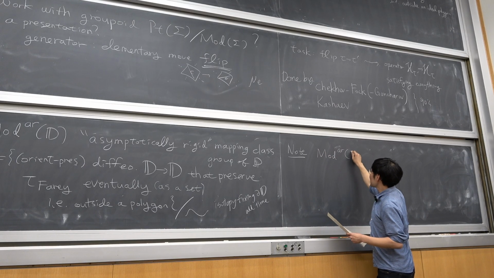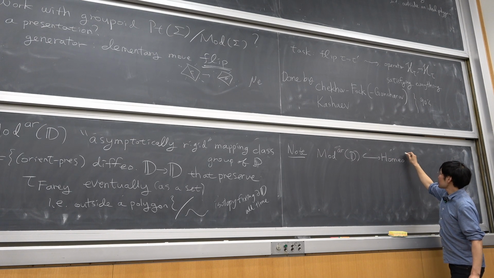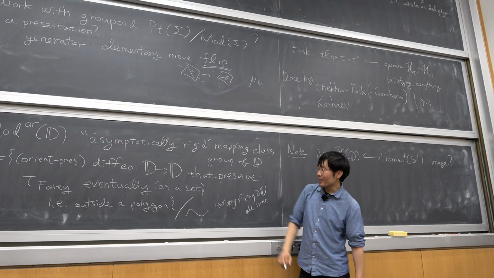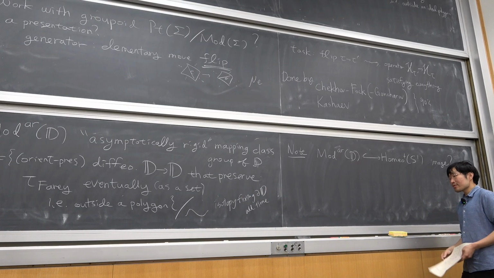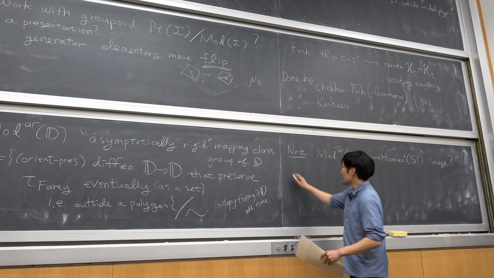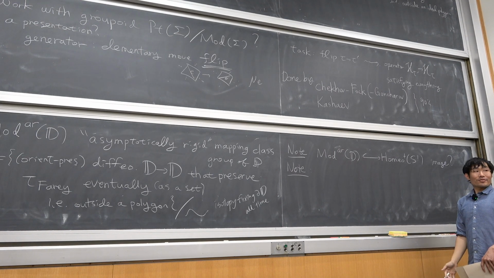So you can just restrict to the action on the circle, and that's an injection. So you can ask, what is the image? So what are the things that eventually preserve Farey as a set? You can first think of what is the diffeomorphism that preserve Farey as a set, not eventually, as a set on the nose. And you can easily see that those are the PSL2Z transformations.